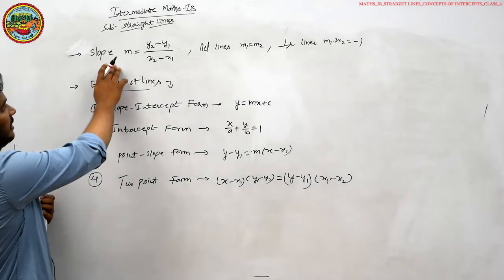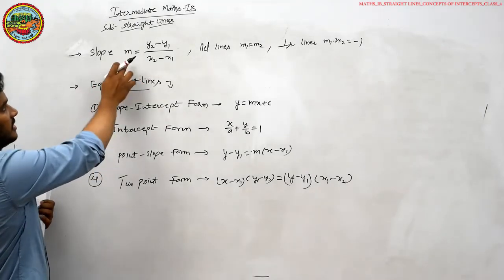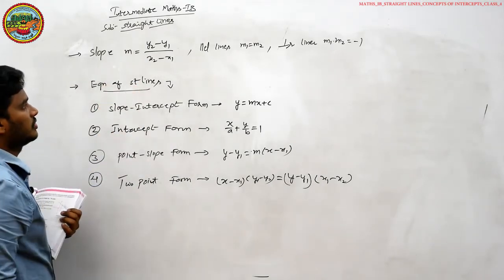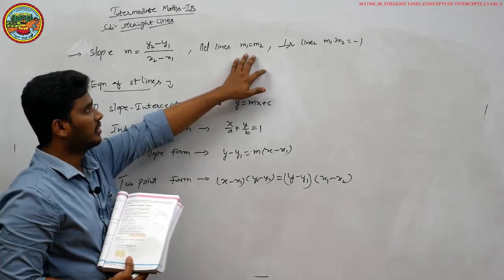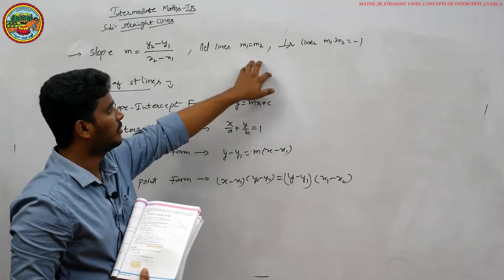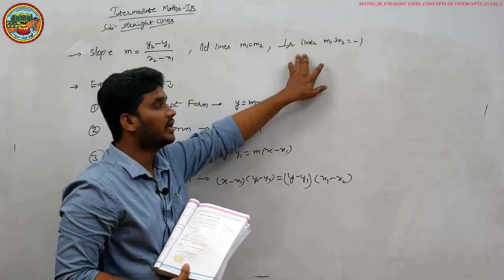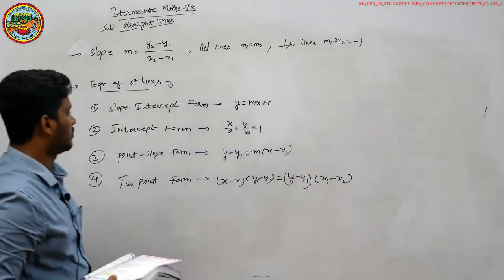And the slope of the line given two points is measured by m is equal to y2 minus y1 by x2 minus x1. If two lines are parallel, then their slopes are equal, that is, slope m1 is equal to slope of another line m2. If those two lines are perpendicular, then m1 into m2 is equal to minus 1.